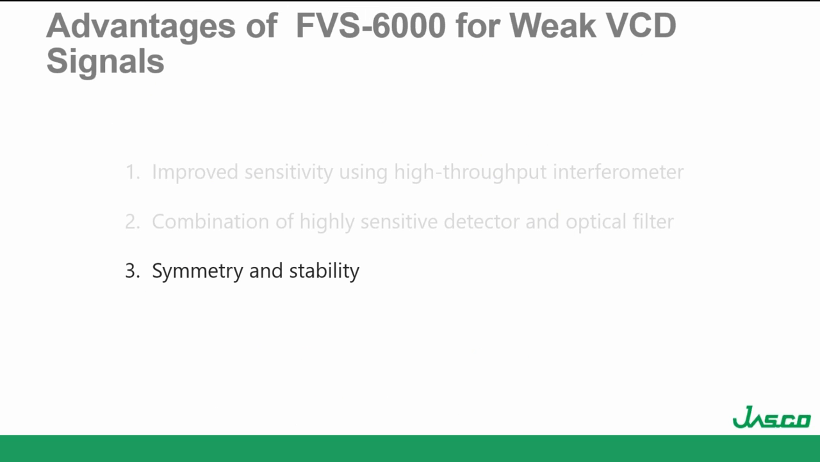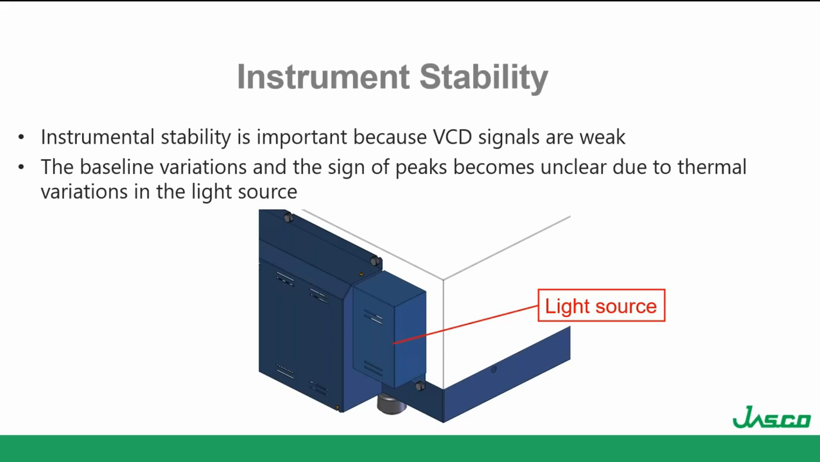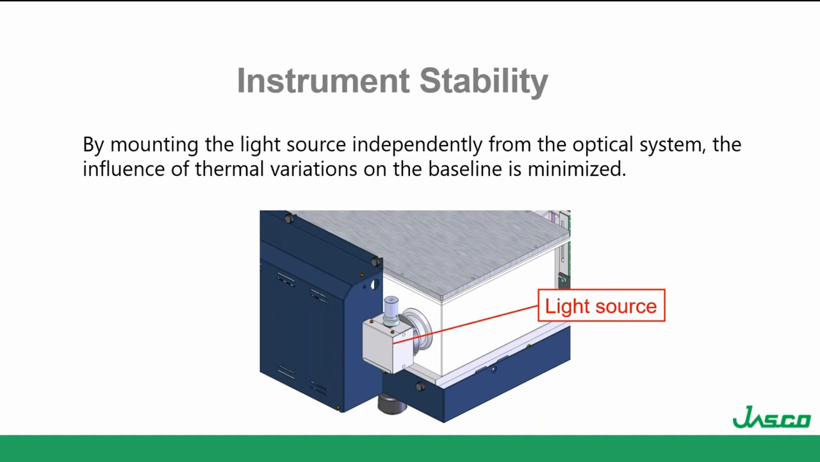Okay, and regarding the last point for the advantages of using the FVS 6000, it is the symmetry and stability. One of the features of our instrument is that the light source is placed outside of the instrument. Because it's placed in that area, we are trying to reduce any thermal drift in the measurement. At the same time, there is a thermostat inside the instrument that keeps the temperature constant, so it doesn't have any influence on the baseline.